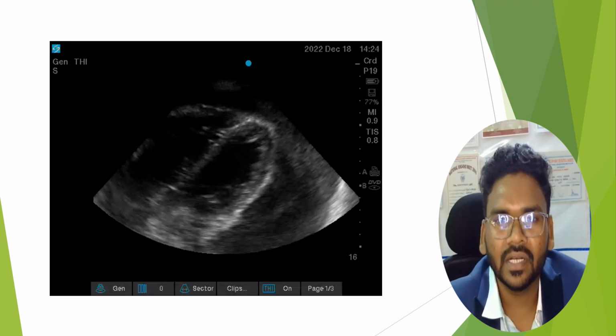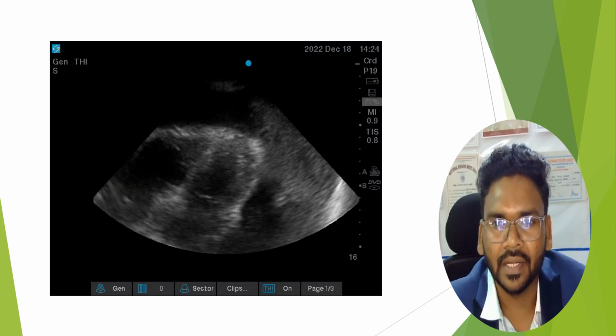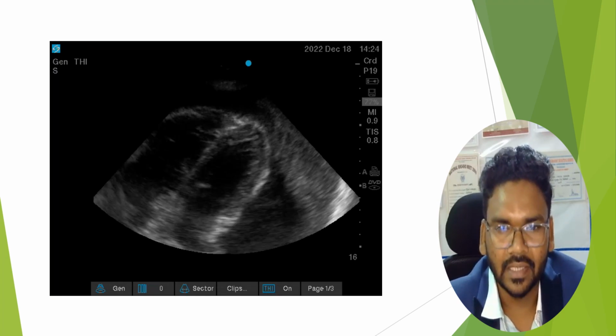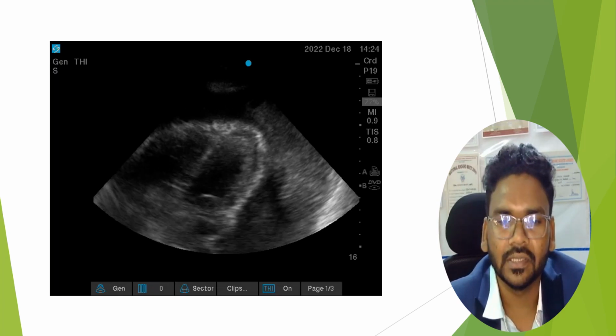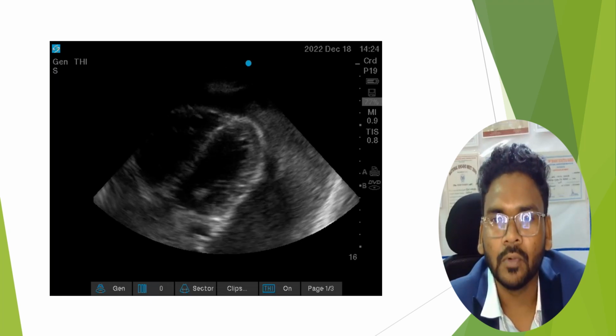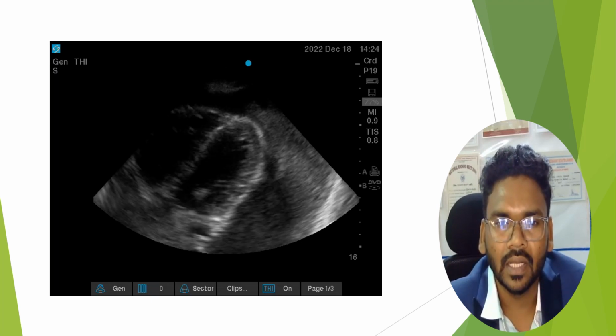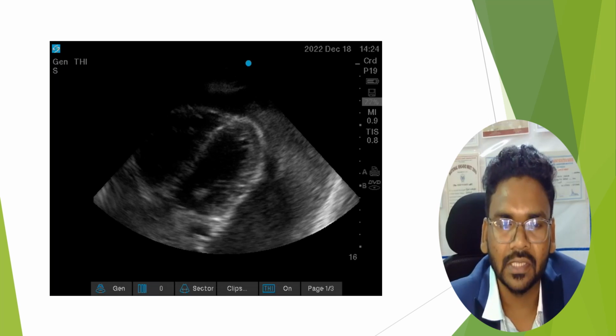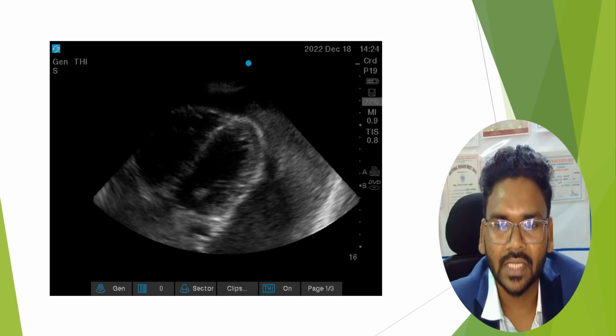There are so many conditions that can cause pericardial effusion, like pericarditis, some neoplastic conditions, uremia, hypothyroidism, connective tissue disorders, post-operative conditions, and also you will get pericardial effusion in myxedema, severe pulmonary hypertension, in trauma, and in some autoimmune conditions like SLE, RA, and it is also caused by some drugs.